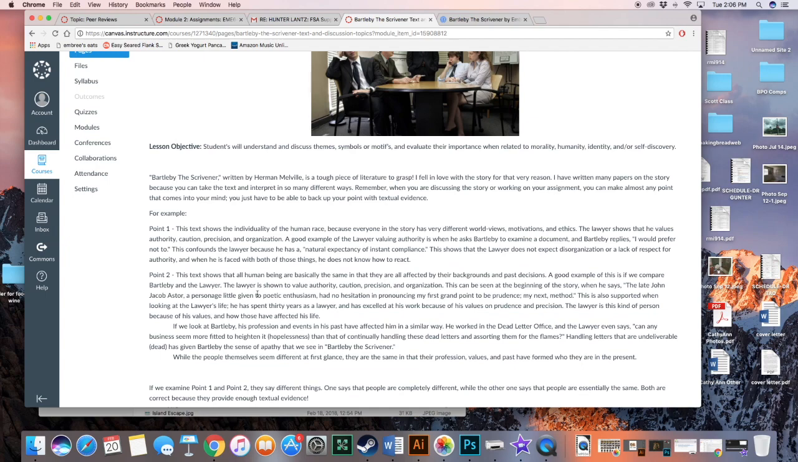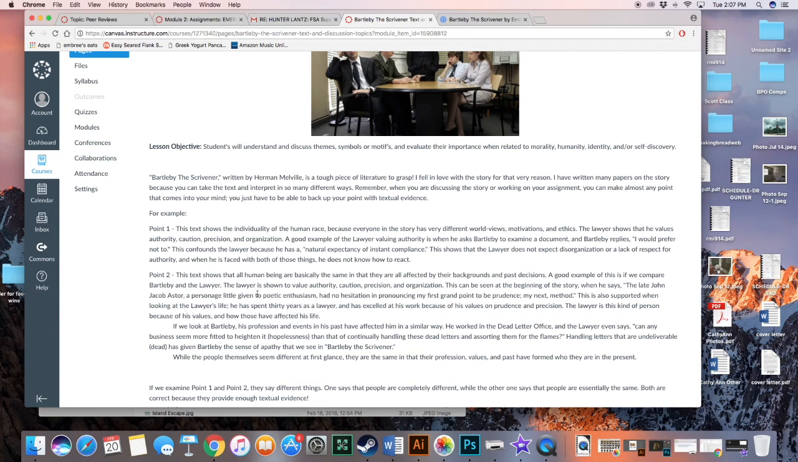So people are people. It's just that they're affected by their past and their past decisions. Point one and point two are both kind of saying different things. But because we give enough textual evidence for both of those, point one I would usually elaborate on a little bit more. But for now, we can say that both of these have enough textual evidence to both be correct.